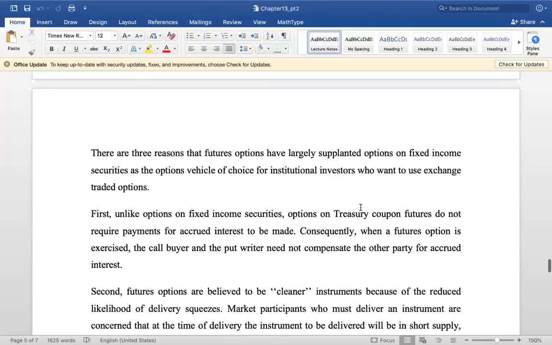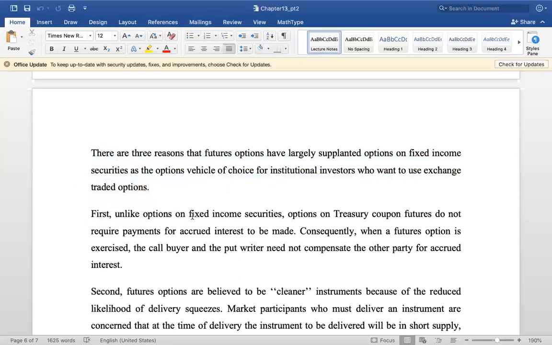There are three reasons the future options have largely supplanted options on fixed income securities as the options vehicle of choice for institutional investors who want to use exchange-traded options. So why are there no options on the underlying treasury security but options on the futures? Why do market participants prefer options on futures?